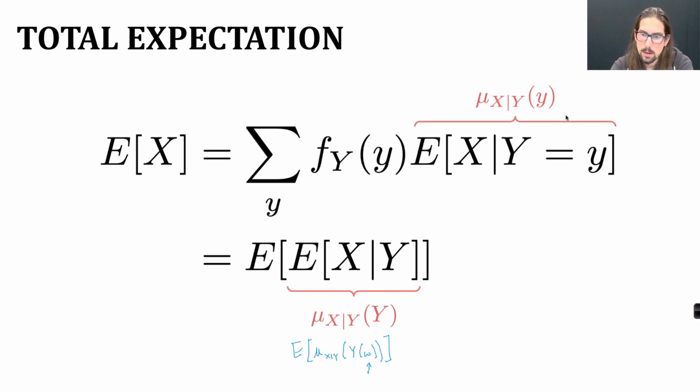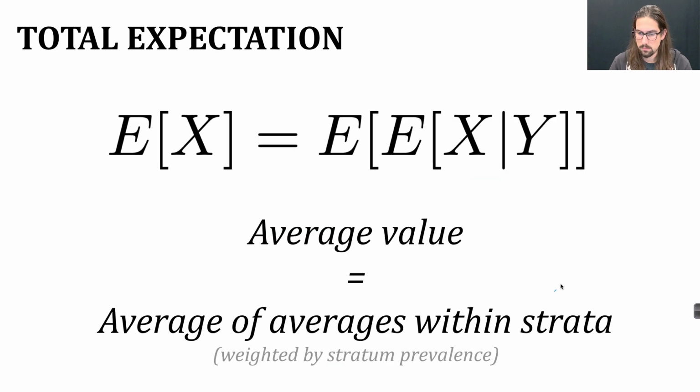Here, there's no people, right? This is just the function mu of x given y at a particular value y, which is given by whatever we're looping over. Okay, so again, backing up, total expectation. This is the bottom line result. The average value in the population is the average over subpopulation averages.